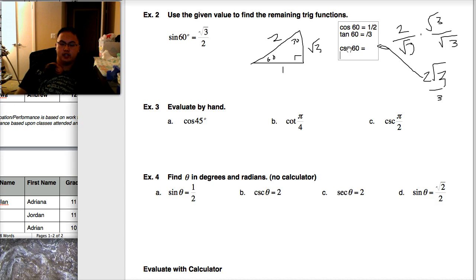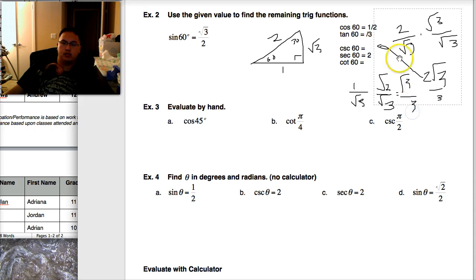Alright. Secant, remember secant of 60 is just flipping cosine. Cosine is 1/2. So flipping it, I get 2. And then cotangent is just flipping tangent, which was radical 3. If I flip radical 3, I'm going to get 1 over radical 3, which again is no good because I have a radical on the bottom. So I'll multiply top and bottom by radical 3. And when you do that, radical 3 times 1 on top, I get radical 3 over 3. And I'll just write an arrow for that too. So that is Sohcahtoa.